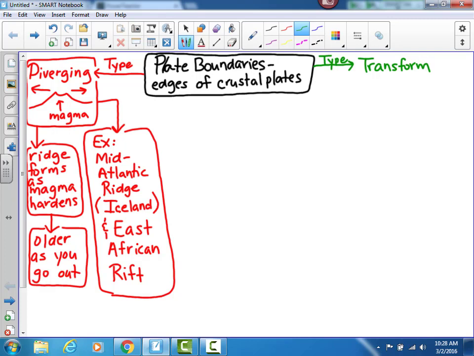So if we were going to draw a picture of this, we might just do it with a couple of arrows. One plate goes one direction, the other plate next to it goes the opposite direction. It's more of a sliding motion, side to side. And that's what we'll put for our description of this too. Like our definition, plates slide past each other.